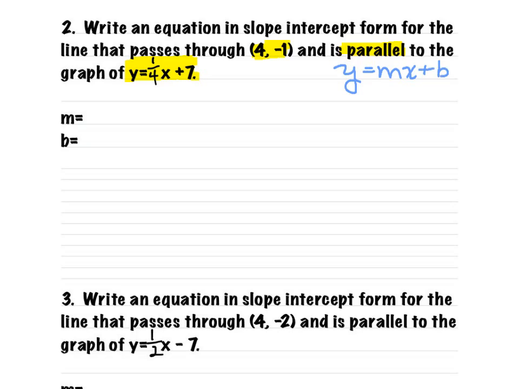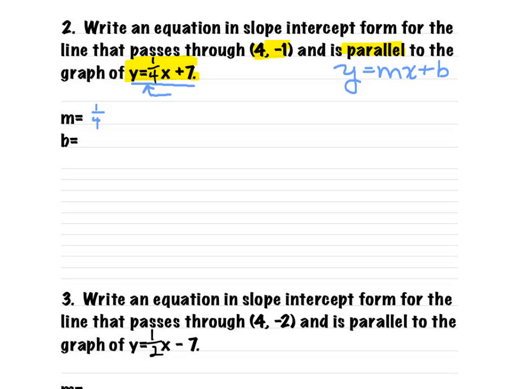I've been given m. The reason that I know what m is, is because I know that the line I'm going to write is parallel to this one right here. So I know that if they're parallel, they have the same exact slope. So I know that m is 1/4.